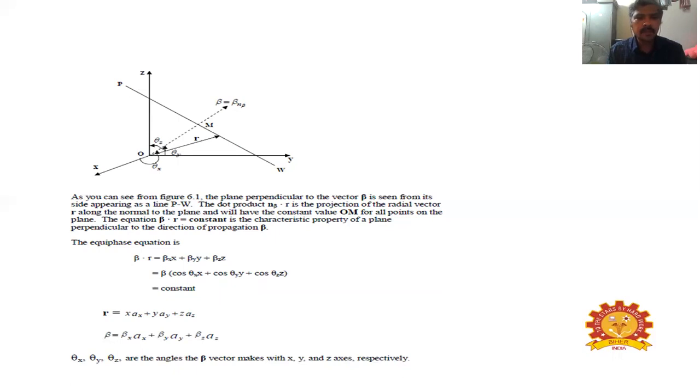As you can see from the figure, the plane perpendicular to the vector beta is seen from its side appearing as a line PW. That is, the plane has been represented as a line PW in the figure. The dot product n beta dot r is the projection of the radial vector r along the normal to the plane. Generally when we talk about dot products, we are talking about the projection of one vector onto the other. So here n beta dot r is the projection of the radial vector r along the normal to the plane, and will have the constant value OM for all points on the plane.